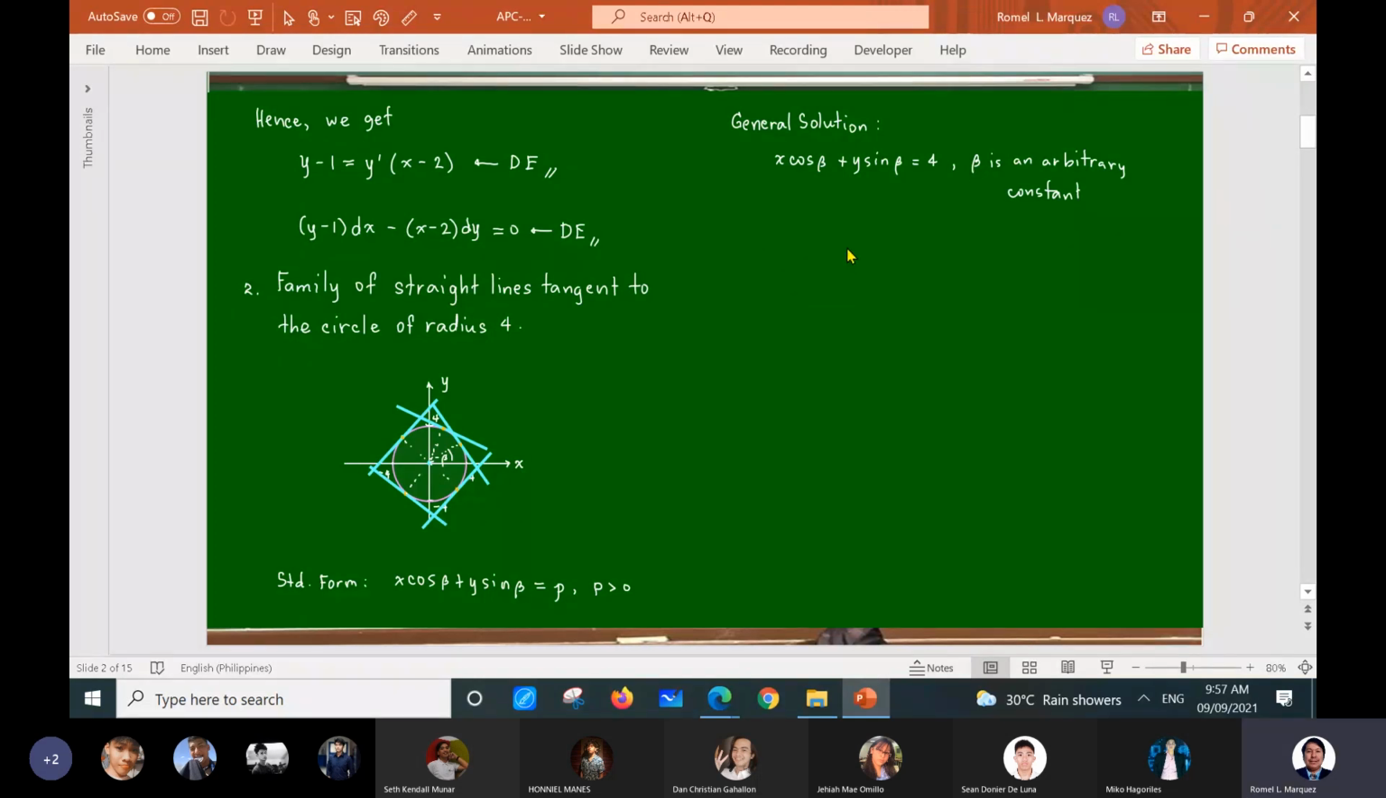So that is arbitrary. The value moves. How many arbitrary constants? Only one. So for the differential equation, how many times are we going to differentiate? We have to eliminate beta. There is only one arbitrary constant, so we differentiate this once only.